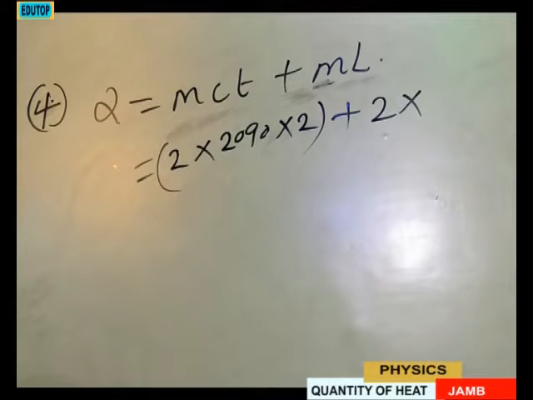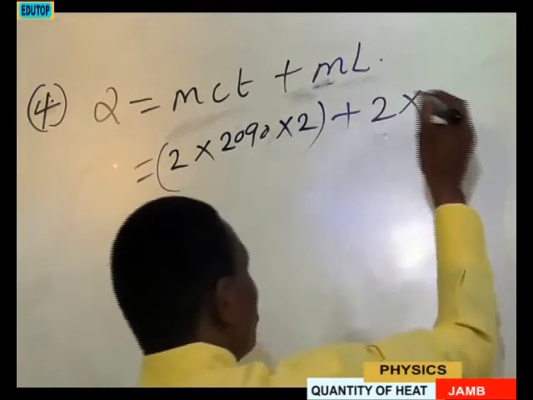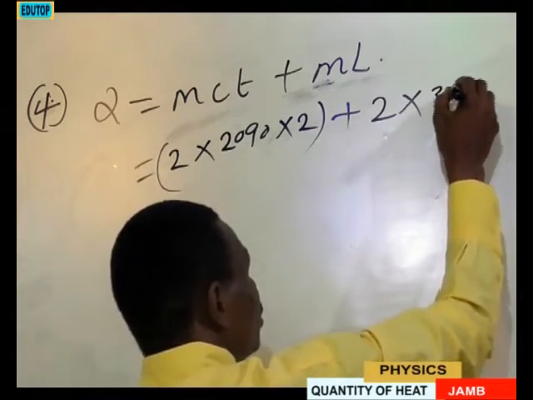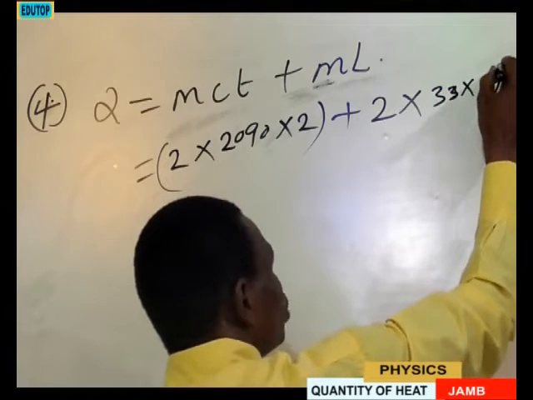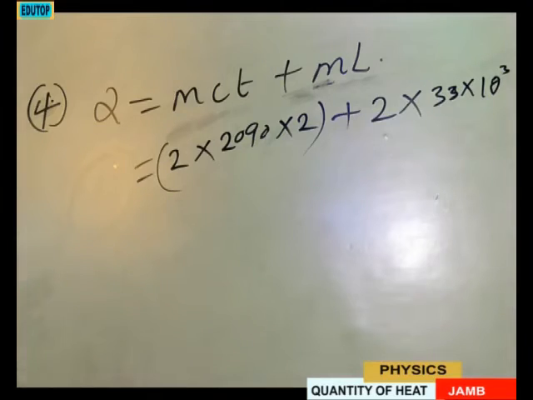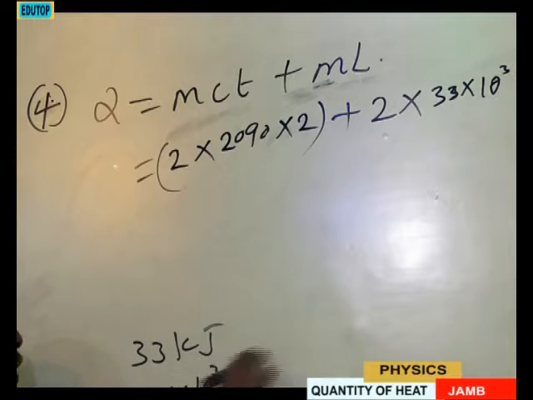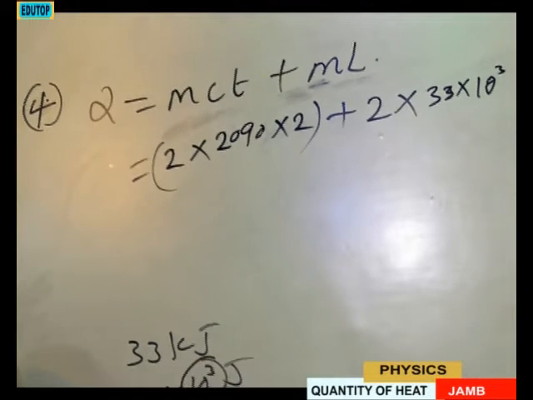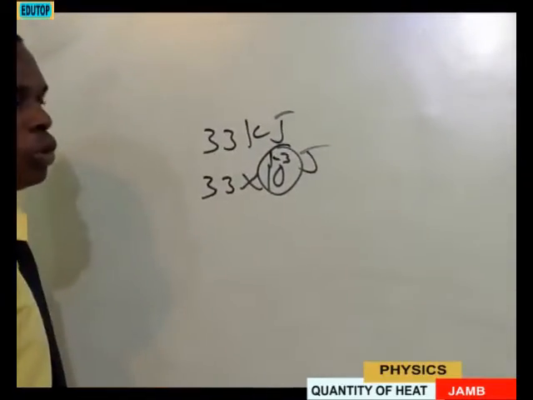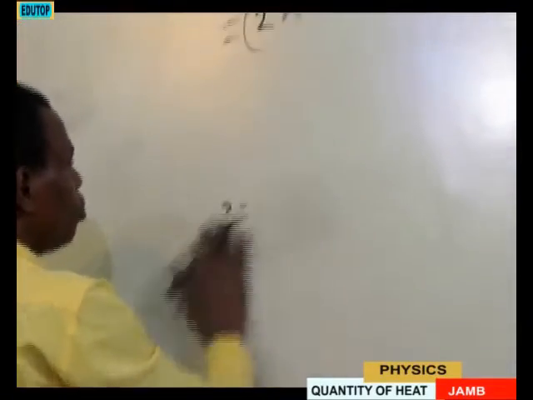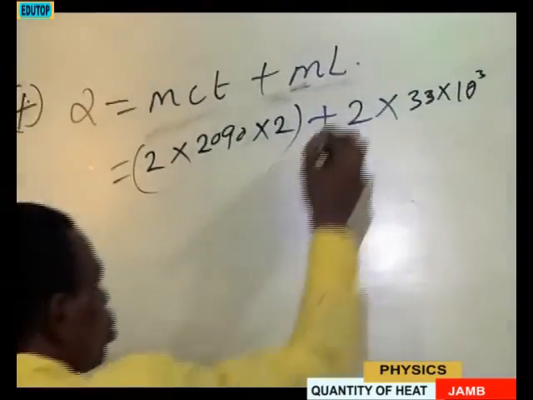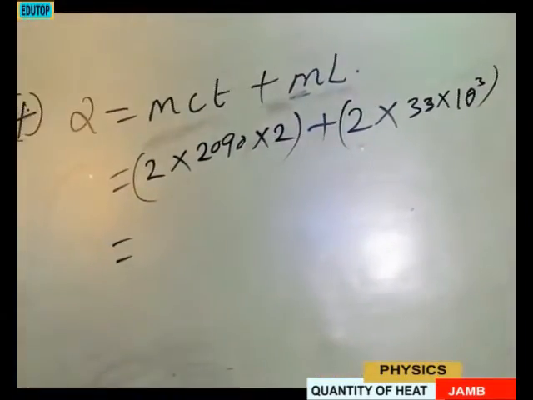Of fusion of ice, it is 33 kilojoule. Kilojoule means 33 times 10 raised to the power 3. You have to take note of that. Kilo means 1000. That is 33 times 10 raised to the power 3 joule. This 10 to the power 3 is representing kilo. Okay? Kilojoule. So we are going to evaluate this.